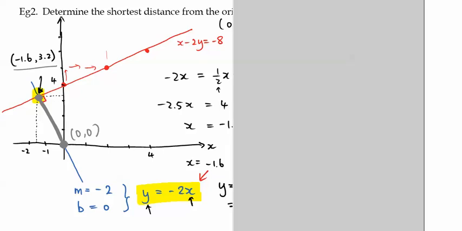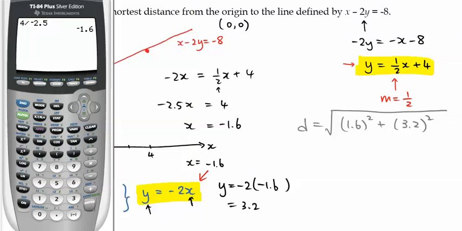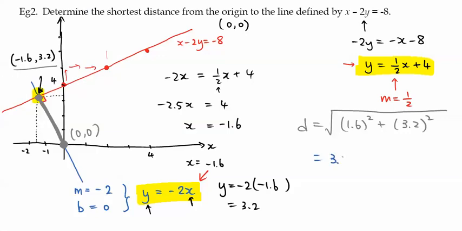and on my calculator, let me put it here this time, I have the square root of 1.6 squared plus 3.2 squared. And this will give us 3.58 for the distance. And that's the shortest distance from the origin to the line.